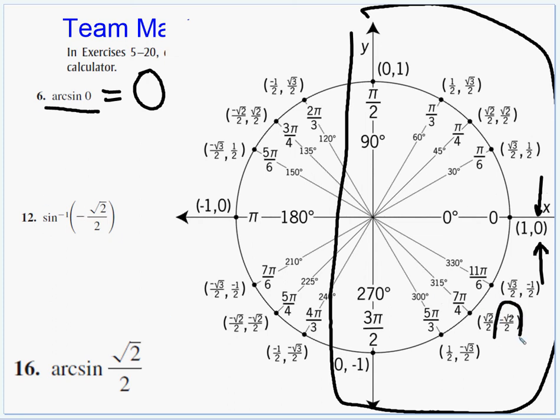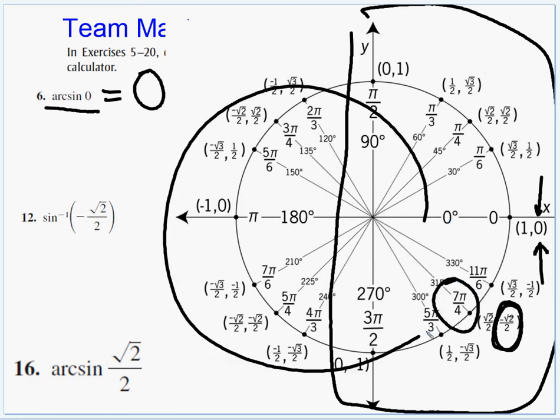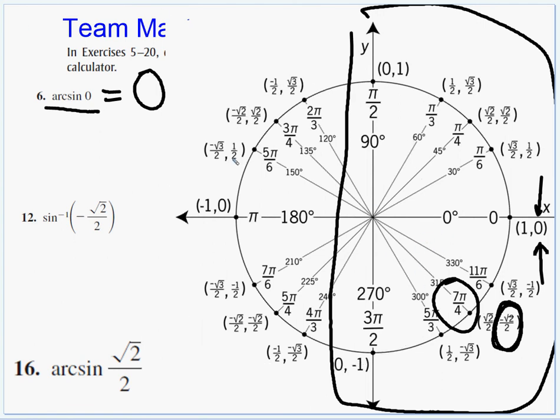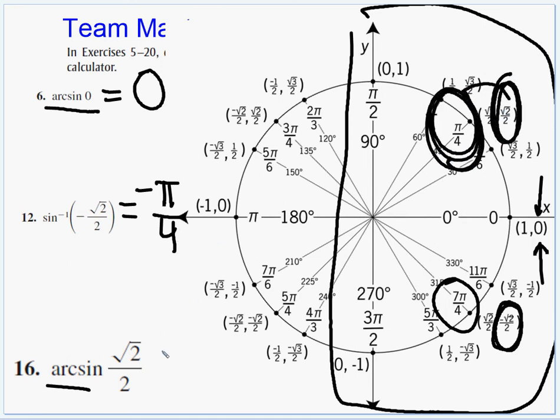Sine inverse negative root 2 over 2. Well, we're down here in quadrant 4 where the y values are negative, and that is 7 pi over 4. But remember, we don't want to go through the bad neighborhood to get there. So we're going to go in the negative angle direction, negative pi over 4. Last one, arc sine root 2 over 2. It's positive. Now we're up here in quad 1. Angle that made it happen, positive pi over 4.